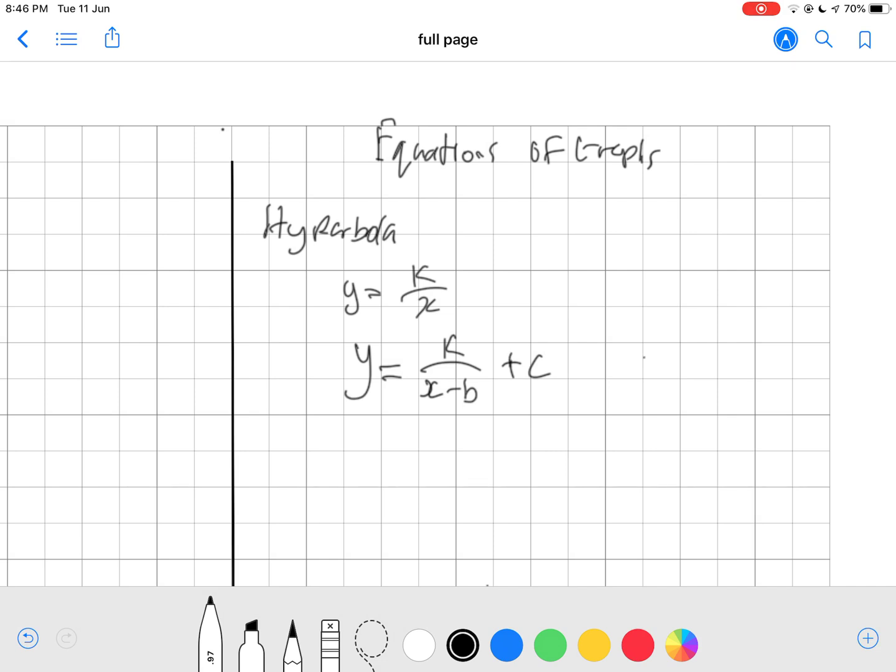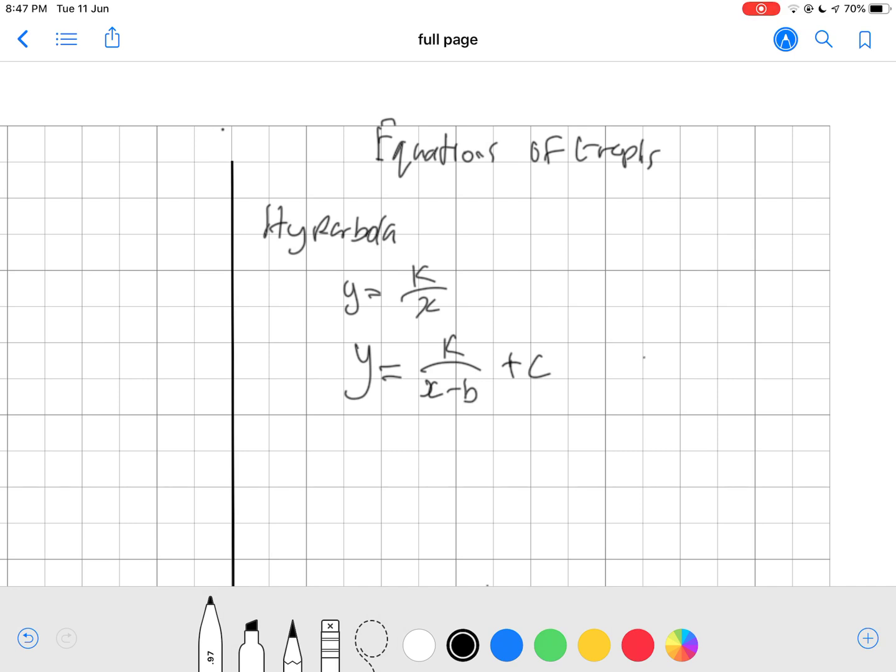Okay, so b is how much has been shifted right and left. So if I shifted right, it's positive, so it becomes x minus whatever amount I shifted right. And if I shifted left, it becomes x plus the amount of units I shifted it left.